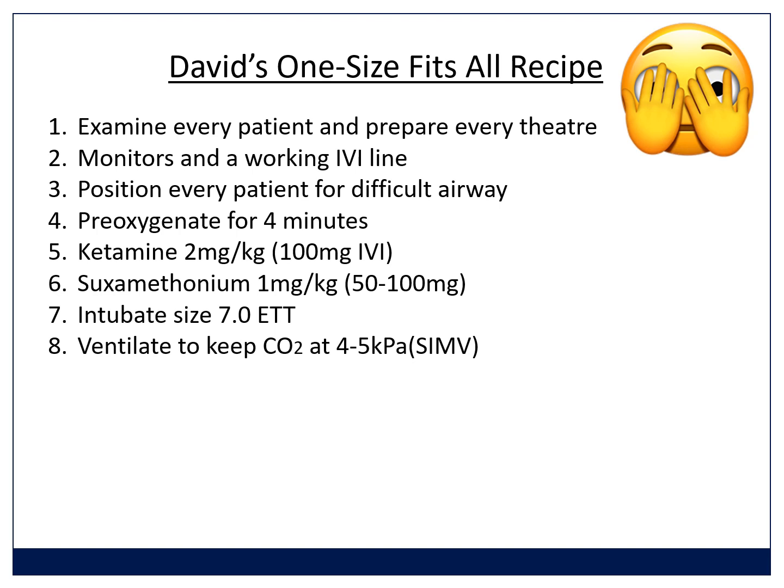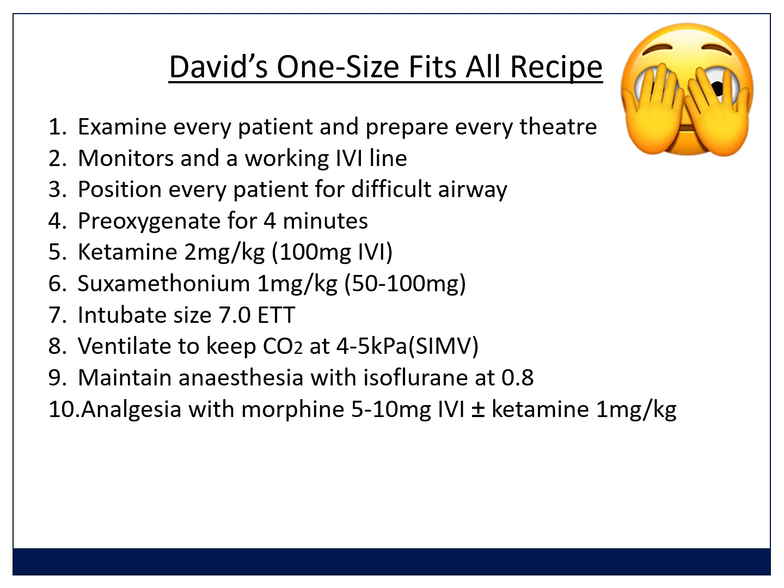I would ventilate to keep the carbon dioxide at something like 4 to 5 kilopascals using an SIMV mode with those settings that I mentioned earlier. I would maintain anesthesia, and I usually run an end-tidal isoflurane of about 0.8, depending on the stability of the patient. I'd give analgesia with morphine 5 to 10 milligrams. I usually use 10 milligrams in an adult. I might supplement it with a bit of ketamine if the patient was unstable, or even fentanyl, as I mentioned earlier. At the end, I would switch off the gas and I would extubate the patient awake.